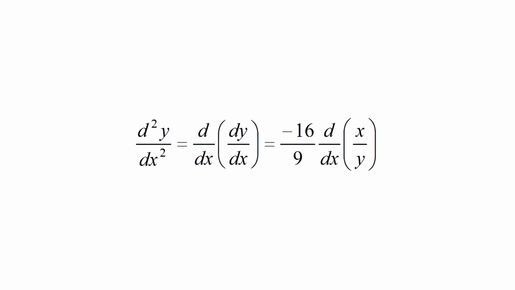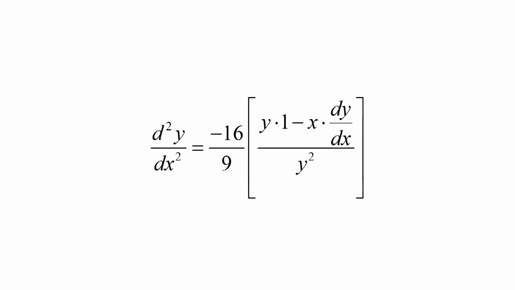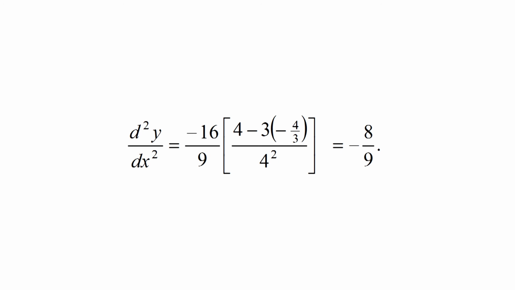Also, d square y by dx square is equal to d by dx of dy by dx, which is equal to minus 16 by 9 times d by dx of x by y. By applying the quotient rule of differentiation, we obtain d square y by dx square is equal to minus 16 by 9 times (y into 1 minus x into dy by dx) all divided by y square. Hence, at the point ordered pair 3, 4, d square y by dx square is equal to minus 16 by 9 times (4 minus 3 times minus 4 by 3) all divided by 4 square, which is equal to negative 8 by 9.